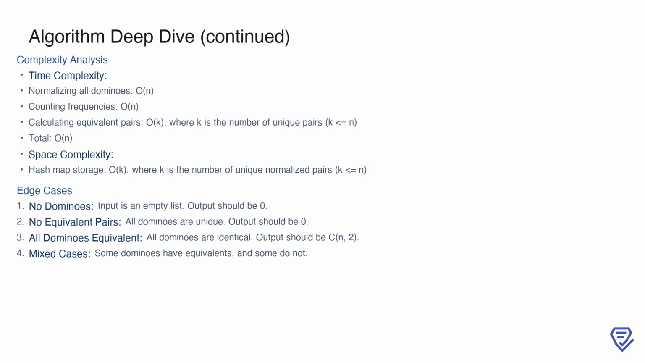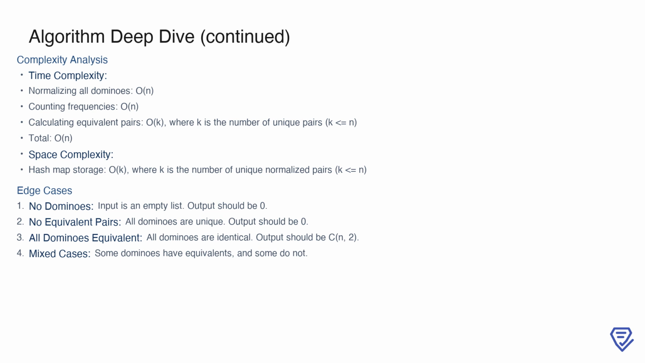The time complexity can be broken down into three main steps. First, normalizing all the dominoes requires O(n) time, where n is the number of domino pairs. Second, counting the frequencies of the normalized pairs using a hash map also takes O(n) time. Finally, calculating the number of equivalent pairs involves iterating through the frequency map, which takes O(k) time, where k is the number of unique normalized pairs. Since k is always less than or equal to n, the total time complexity is O(n).